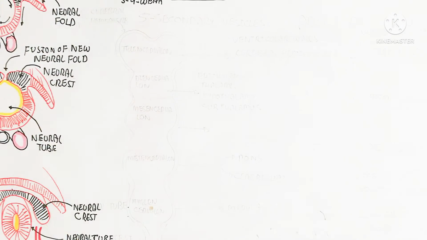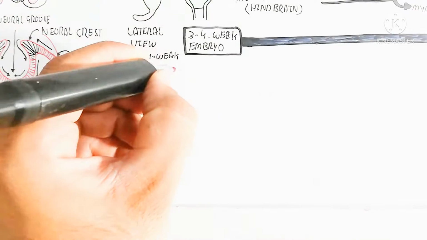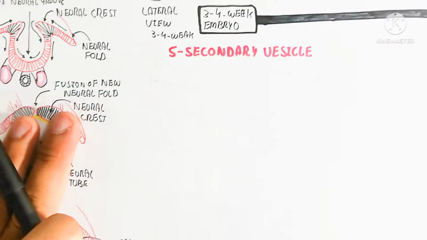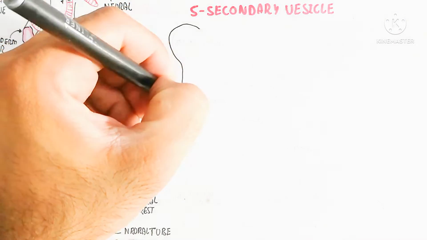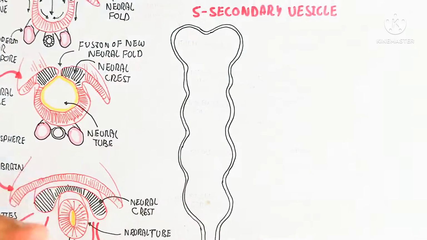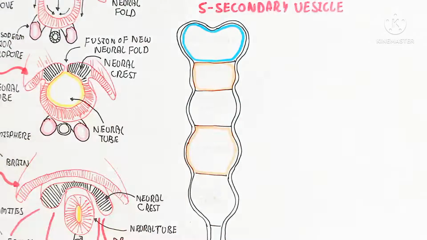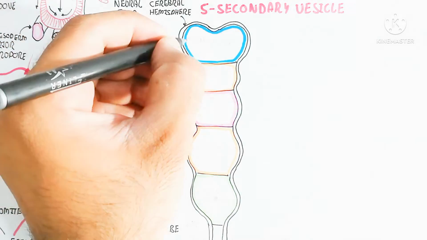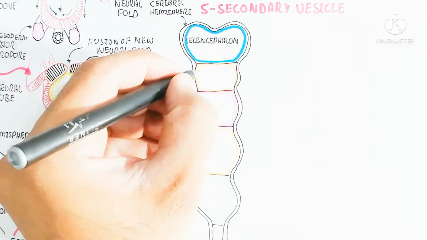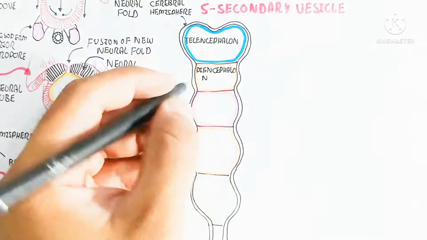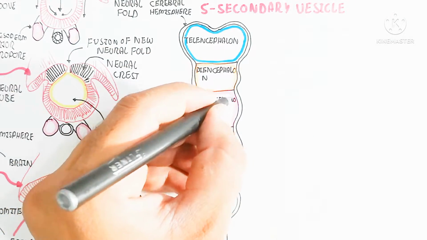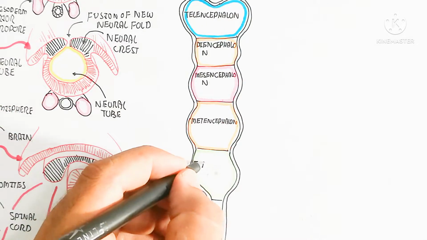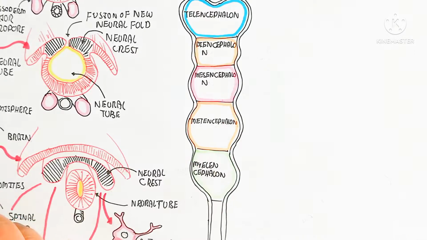So this is the 5 secondary brain vesicle formation in the 5-week embryo. So this is how the 3 to 4 week embryo converts to the 5-week embryo. Let's begin to understand the 5 secondary vesicles and the adult derivatives. Also we will learn about the ventricular cavities which develop in the brain. The ventricular cavity contains cerebrospinal fluid, which nourishes the nervous system as well as acts as a shock absorber.